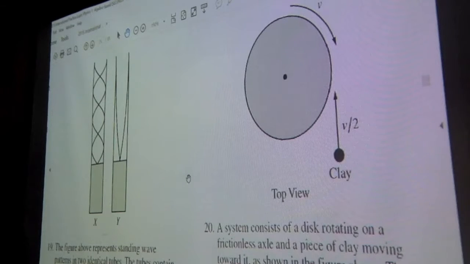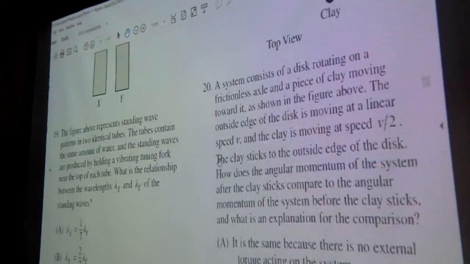So there goes our answer. This is 1/4 of a wavelength. How many 1/4s are here? 7 1/4s are there. So which one has a bigger wavelength? This one or this one? Y has a bigger wavelength. Obviously X has a smaller wavelength. Right? Now tell me the answer.